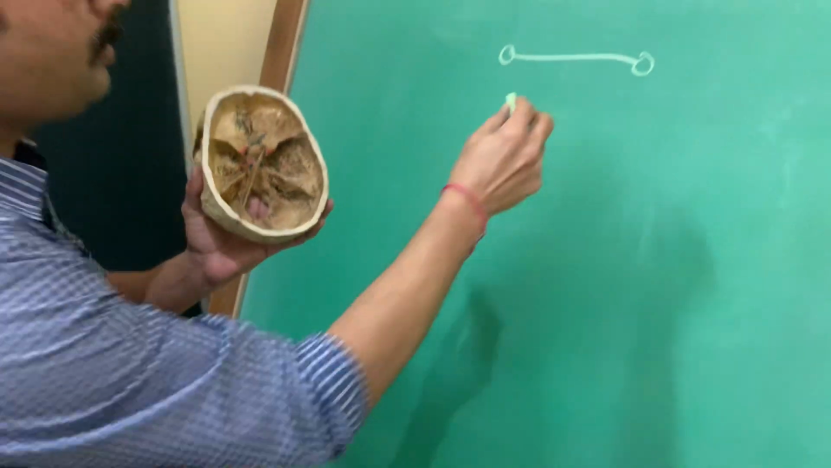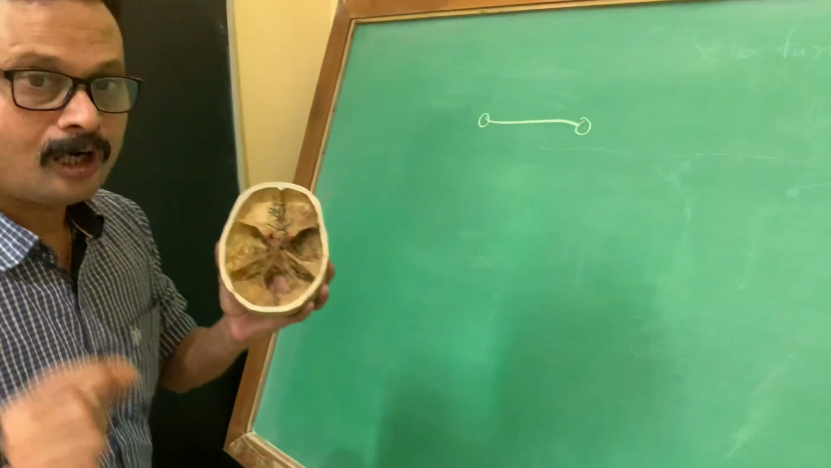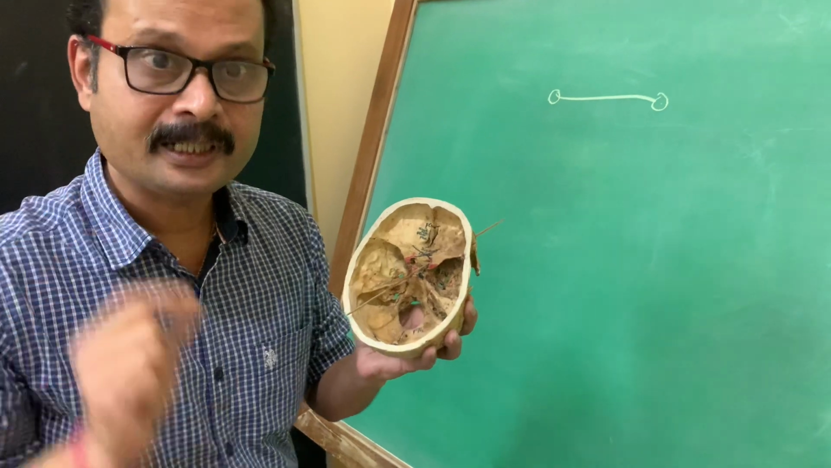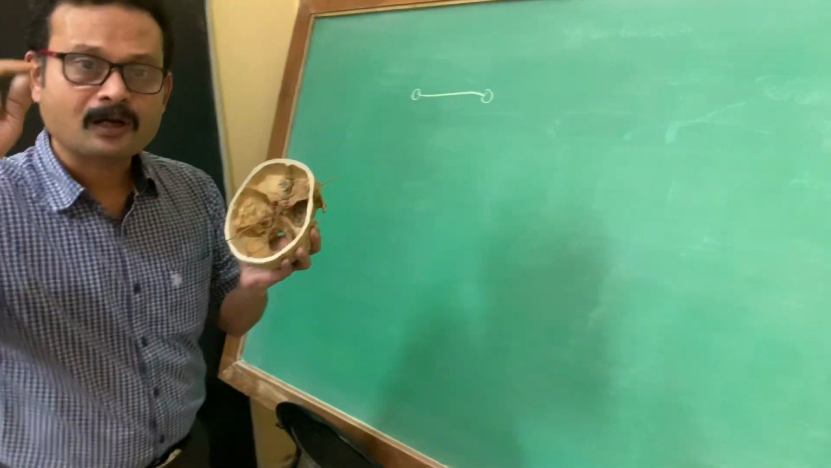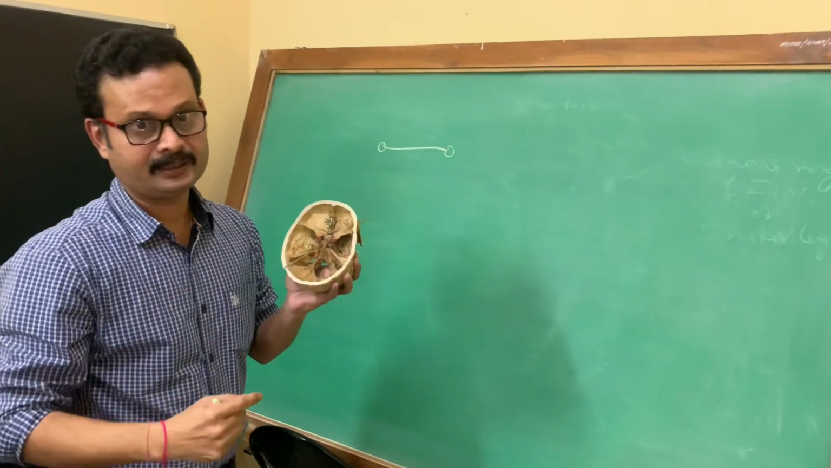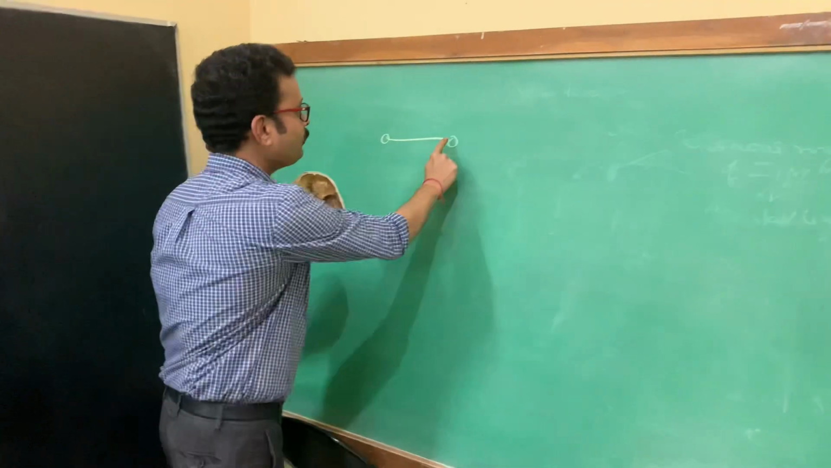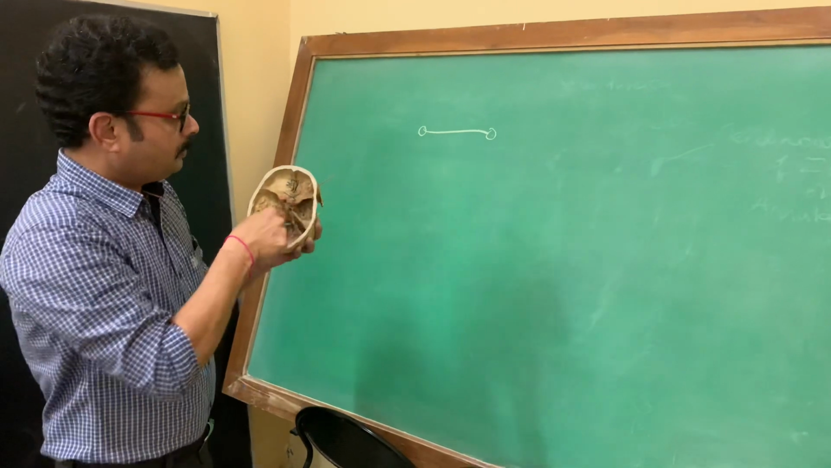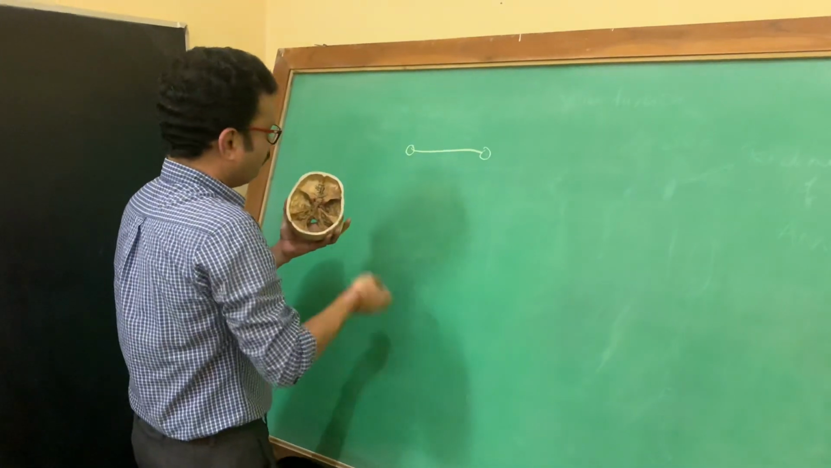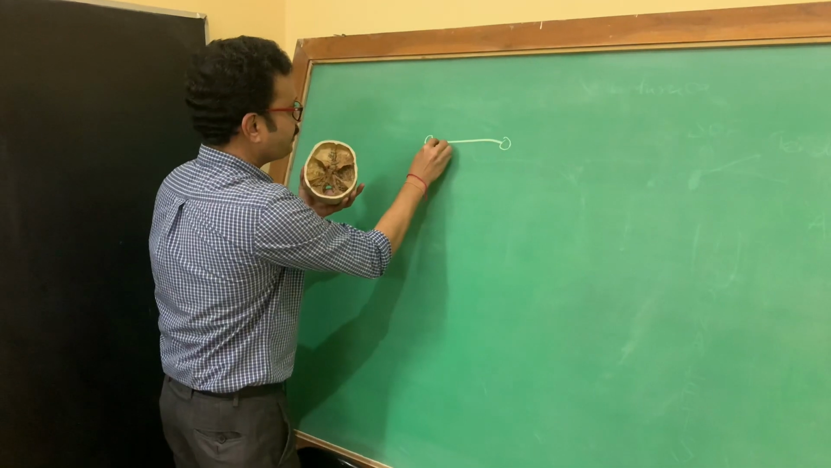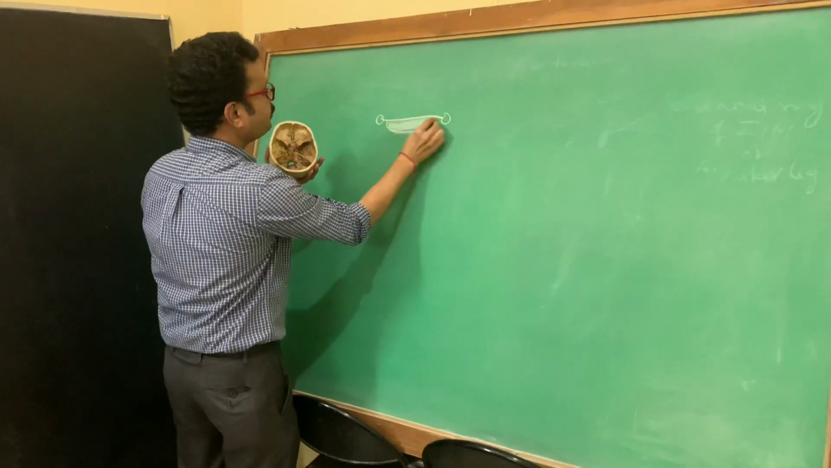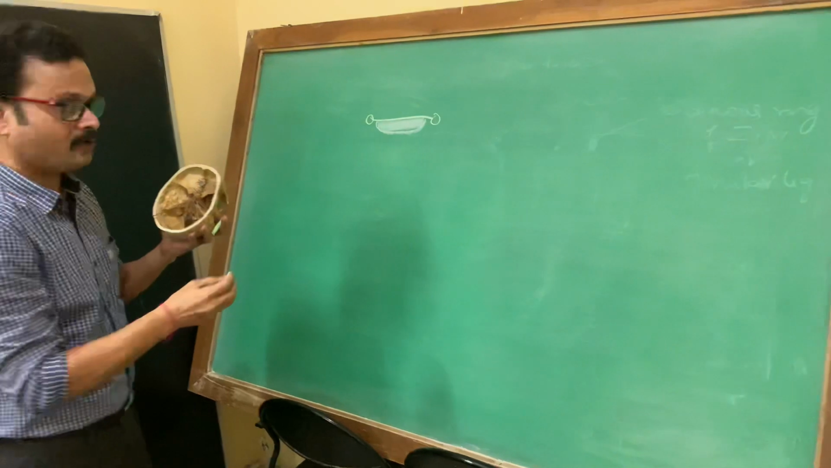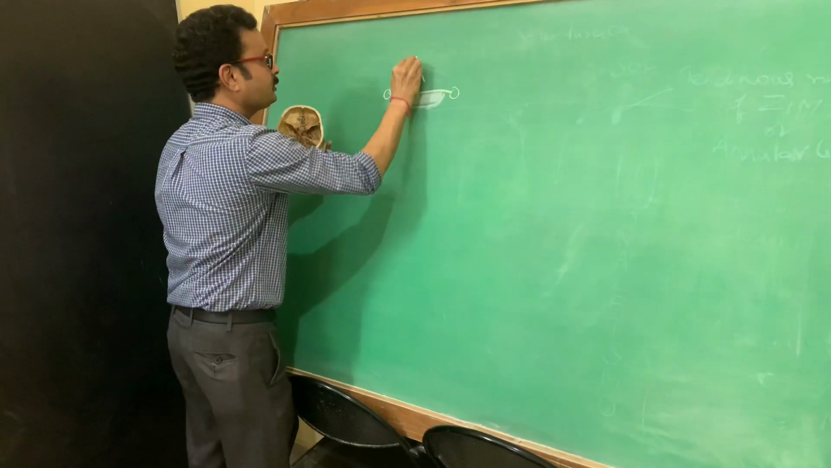This optic canal transmits optic nerve, the second cranial nerve, the meninges covering the optic nerve, and also the ophthalmic artery. These three are the contents of optic canal. Behind this sulcus chiasmatis, you can see an elevation like this, which is called tuberculum sellae.